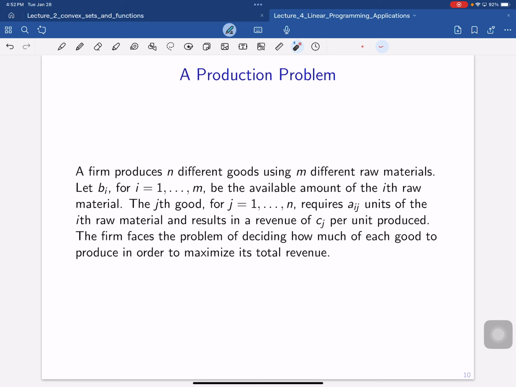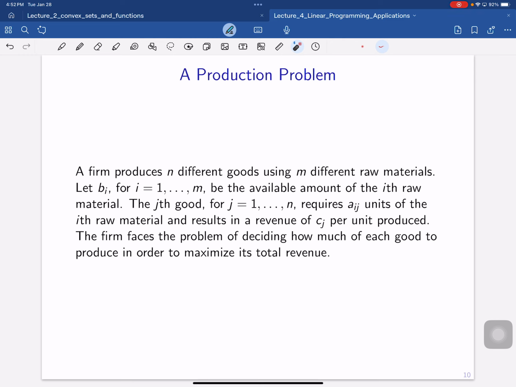So the first problem is called a production problem. You can read a little bit about this context. Basically, a firm produces n different goods using m different raw materials. Okay, let Bi be the availability of the amount of the ith raw material. The jth good, j from 1 to n, requires aij units of the ith raw material and results in a revenue of Cj per unit produced.